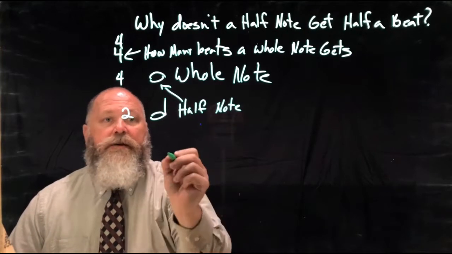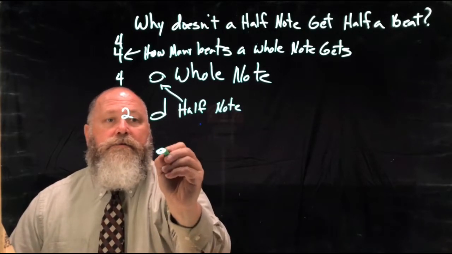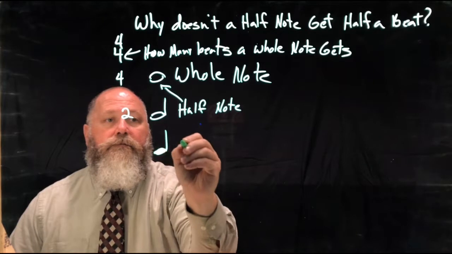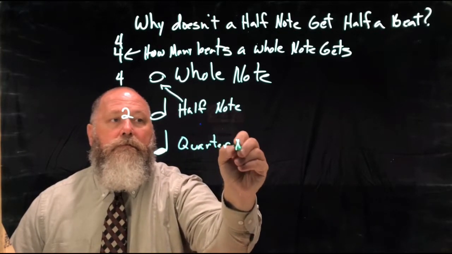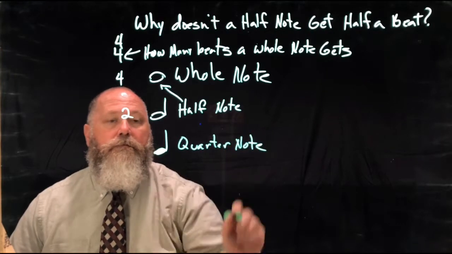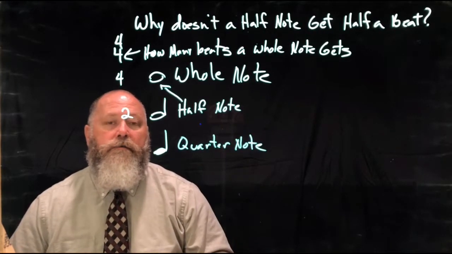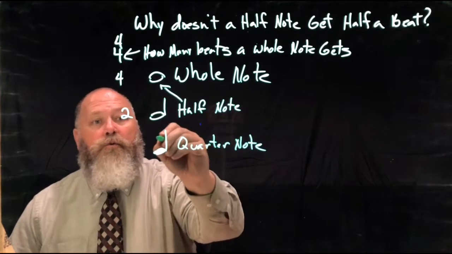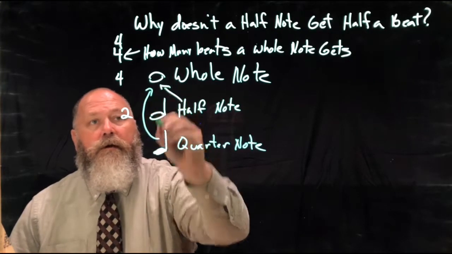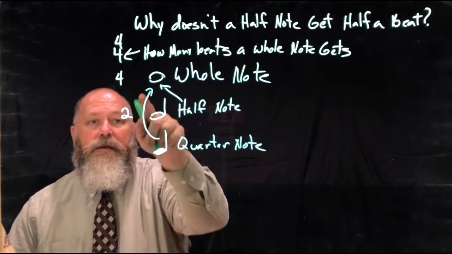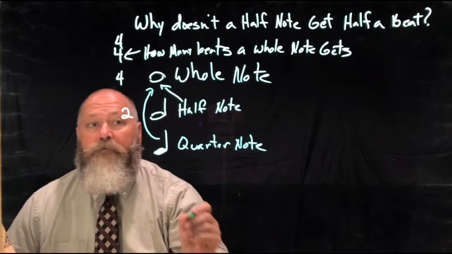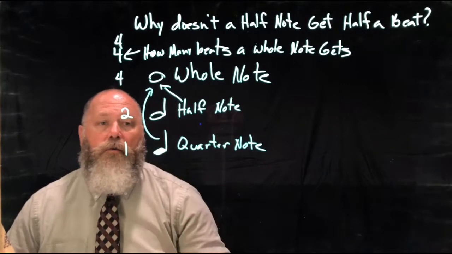If we continue down the line, next we come to a quarter note. A quarter note gets 1/4 of a whole note. So if the whole note is 4 beats, the quarter note, 1/4 of 4, is going to be 1 beat.